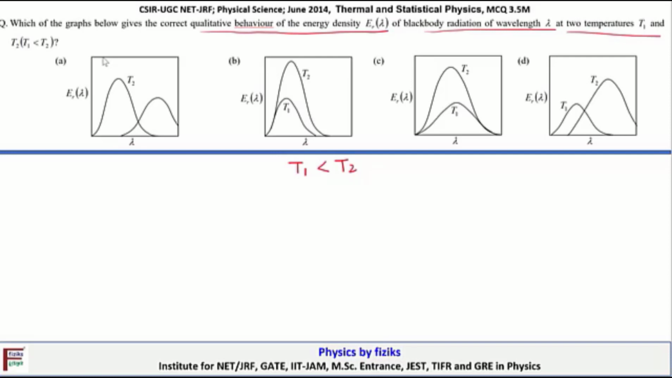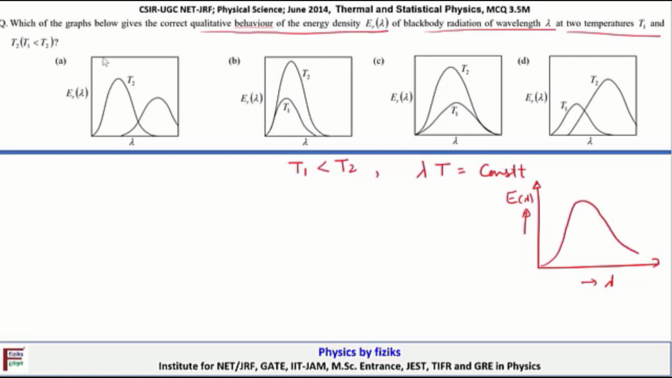Okay, so here we can predict the behavior of the graph with the help of Wien's displacement law, which says that at any particular temperature, lambda times T is equal to a constant. Here lambda is the wavelength corresponding to maximum energy density. So for instance, if I plot a graph of the energy density E lambda as a function of wavelength at a certain temperature, the graph will appear something like this.